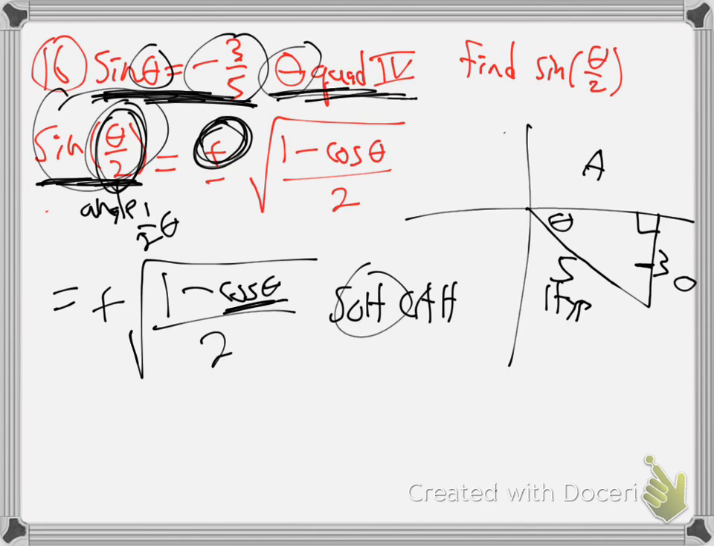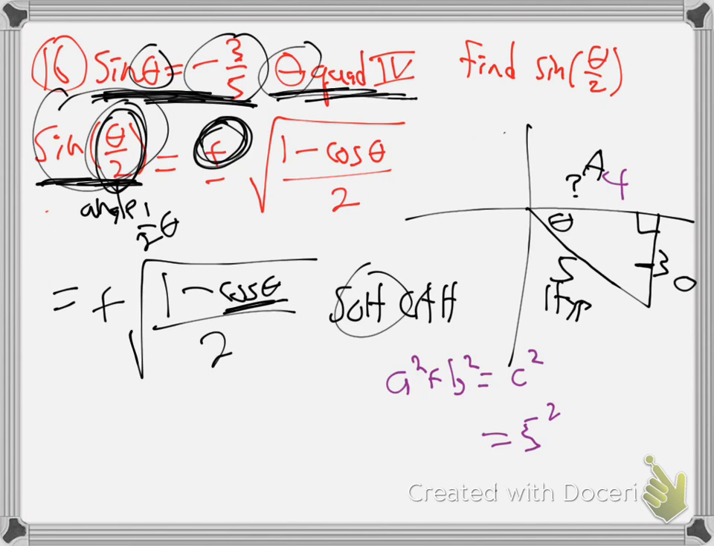Negative 3 over 5. So can I find the adjacent side right here? Yep. Pythagorean theorem, as usual, right? A squared plus b squared is c squared. Now, which one of these guys is c? The 5, because he's the hypotenuse. Oh, and do you recognize that one? 3, 4, 5. This is going to be 4. Is that okay? You do the Pythagorean thing, it's 3, 4, 5, isn't it?